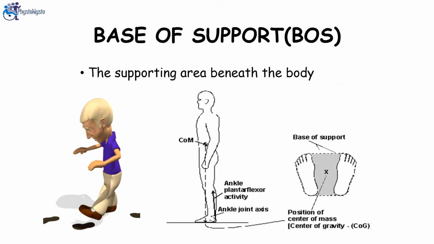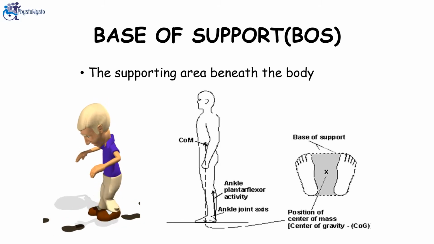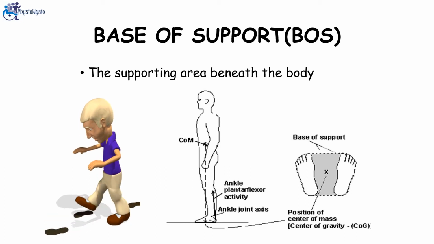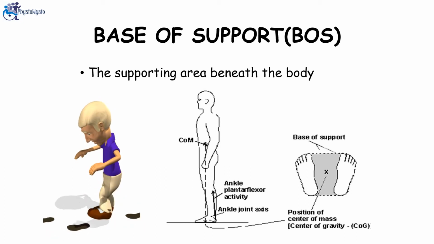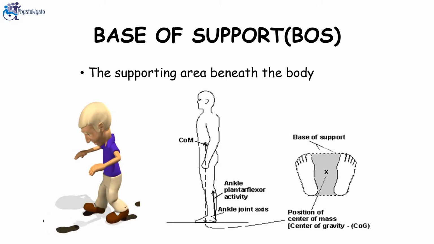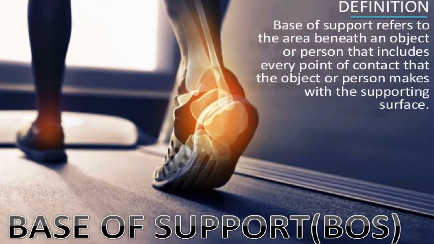The base of support is defined as the area of support beneath the object. It includes the point of contact with the supporting surface and the area between them. These points may be body parts such as feet, or extensions of body parts such as crutches or other walking aids. Another definition explains that base of support refers to the area beneath an object or person, which includes every point of contact that object or person makes with the supporting surface.